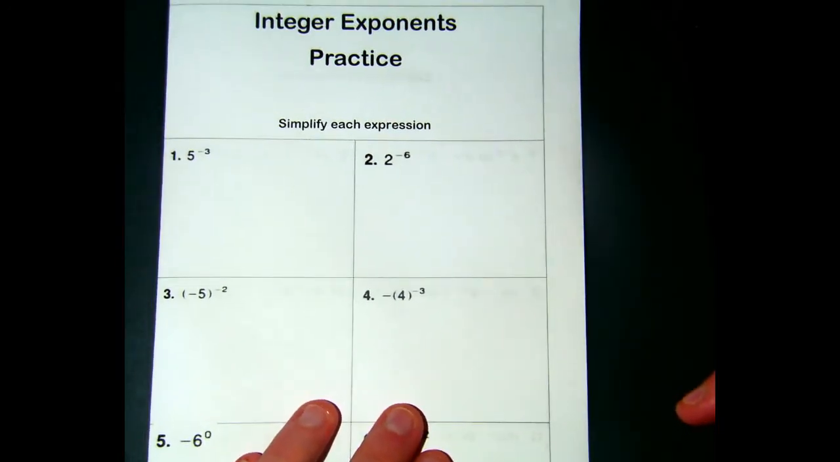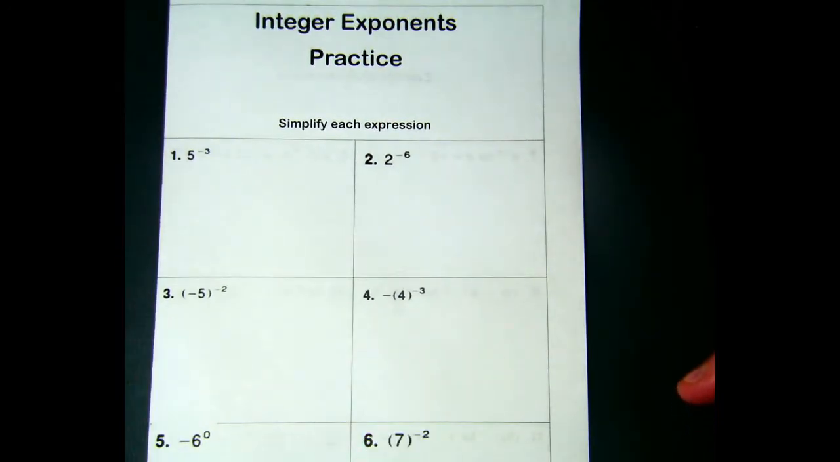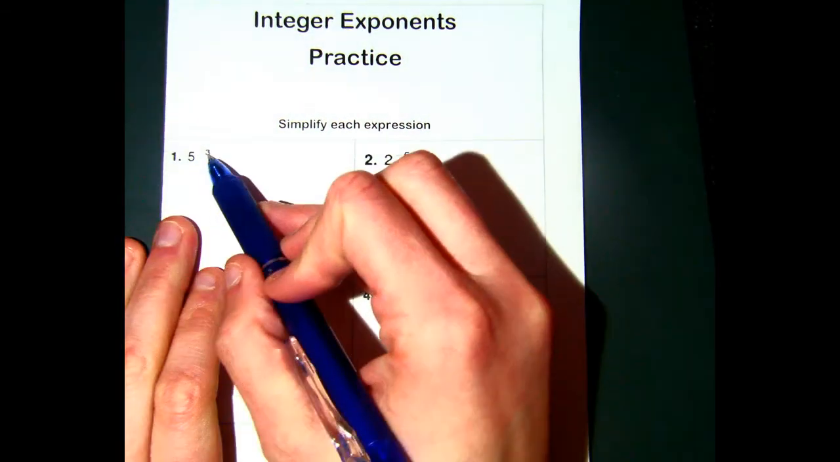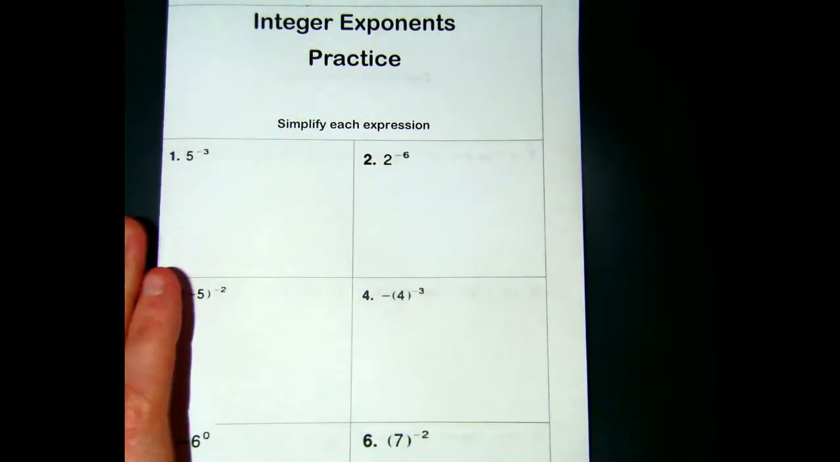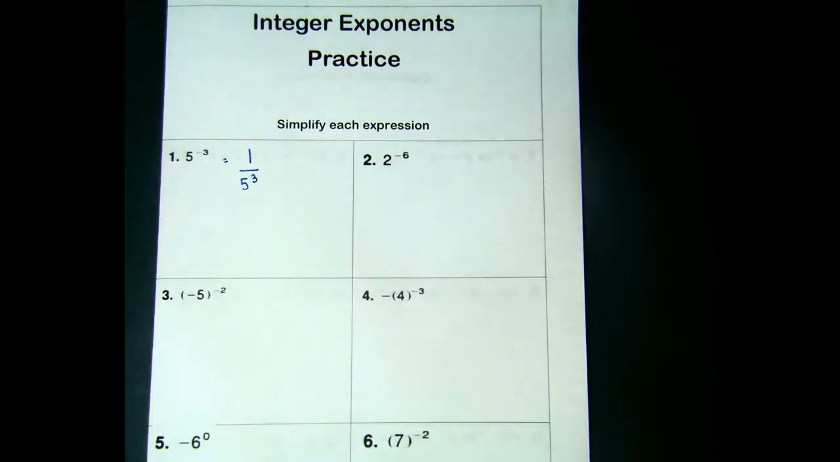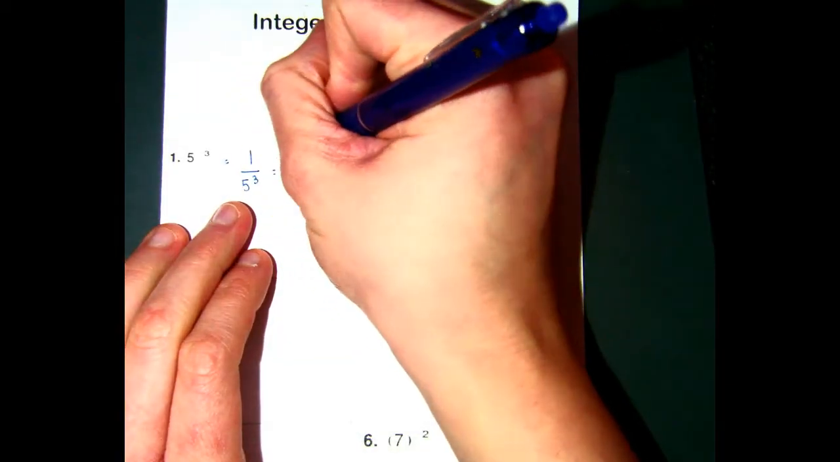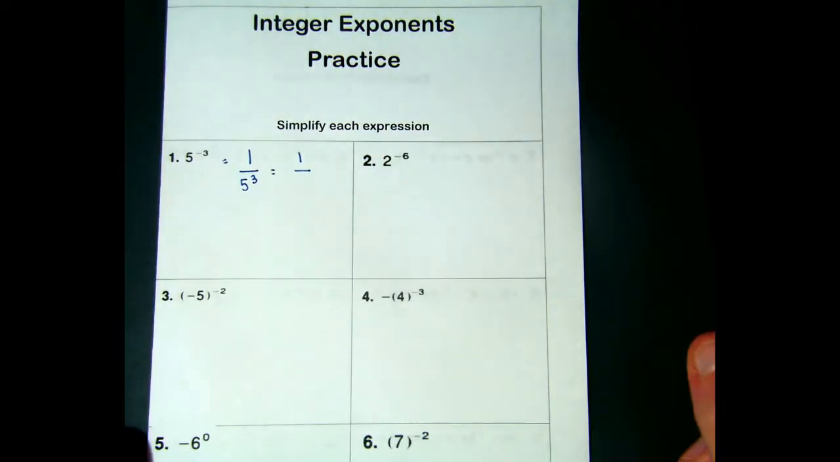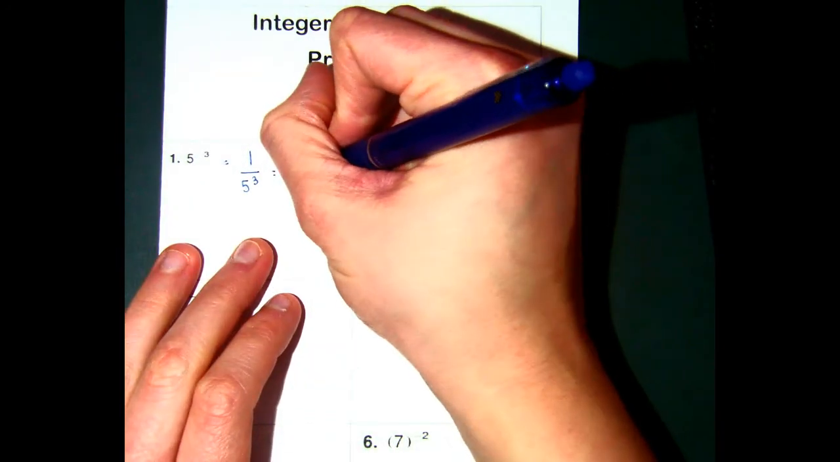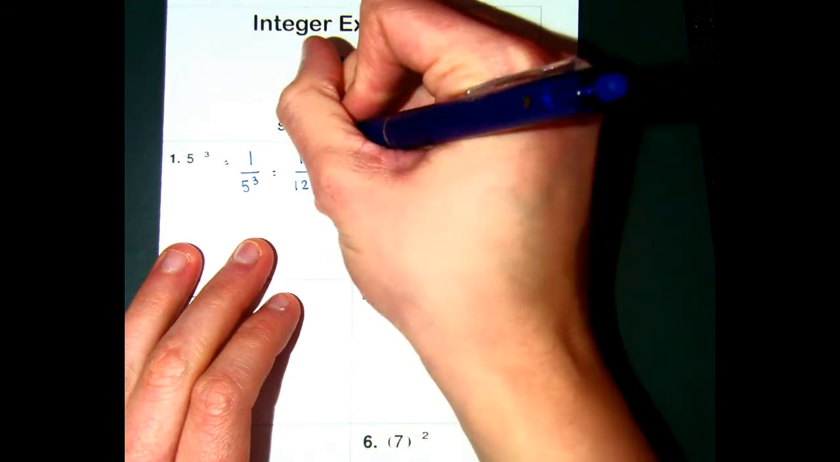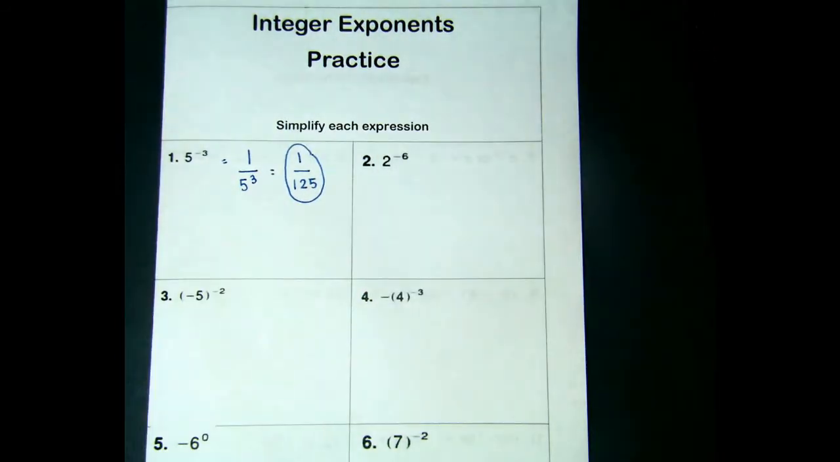Alright, so we've got numbers 1 and 2, 3 and 4, all of them dealing with a negative exponent, which based on the rule, that means we are going to write a 1 over 5 to the third power. Now we can simplify that if we would like to. To continue simplifying it, we would have 1 over whatever 5 to the third power is. So 5 times 5 is 25, times 5 again is 125. So our final simplification would be 1 over 125.